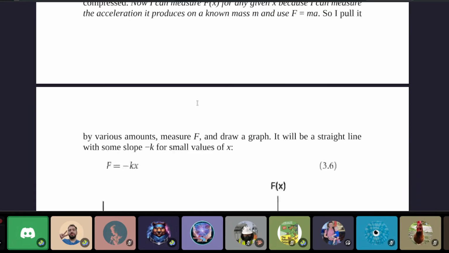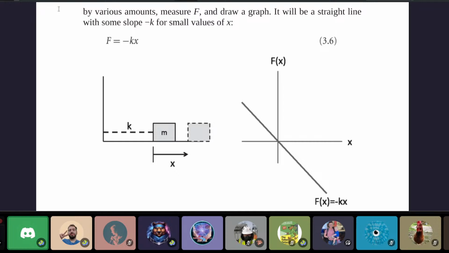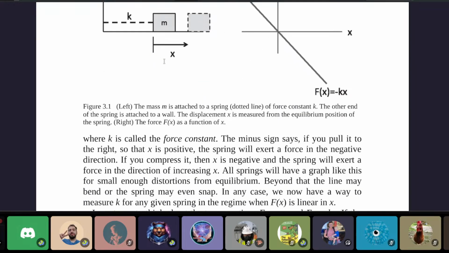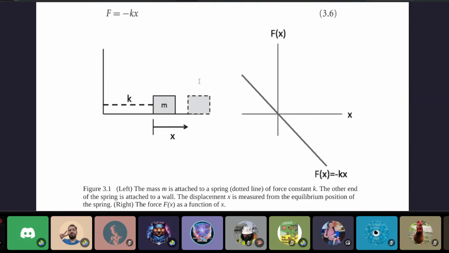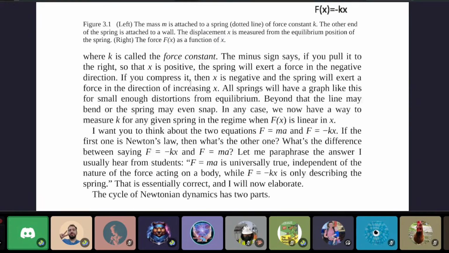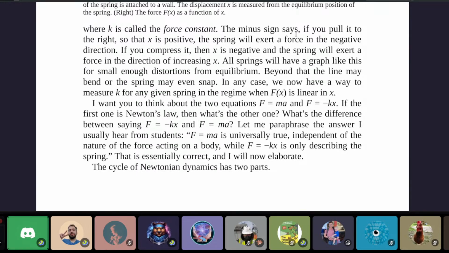So I pull it by various amounts, measure f, and draw a graph. It will be a straight line with some slope, negative k, for small values of x, where k is called the force constant.